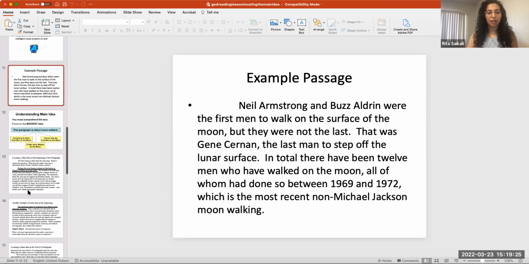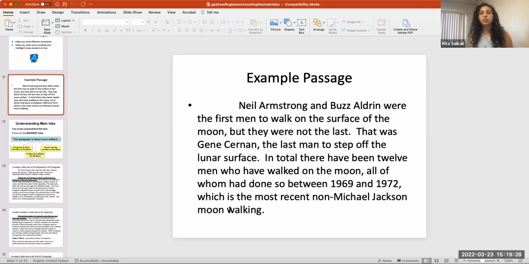All right, let's take a look at this passage. So our passage says, Neil Armstrong and Buzz Aldrin were the first men to walk on the surface of the moon, but they were not the last. That was Gene Cernan, the last man to step off the lunar surface. In total, there have been 12 men who walked on the moon, all of whom had done so between 1969 and 1972, which is the most recent non-Michael Jackson moonwalking. Okay, so that's our example passage.